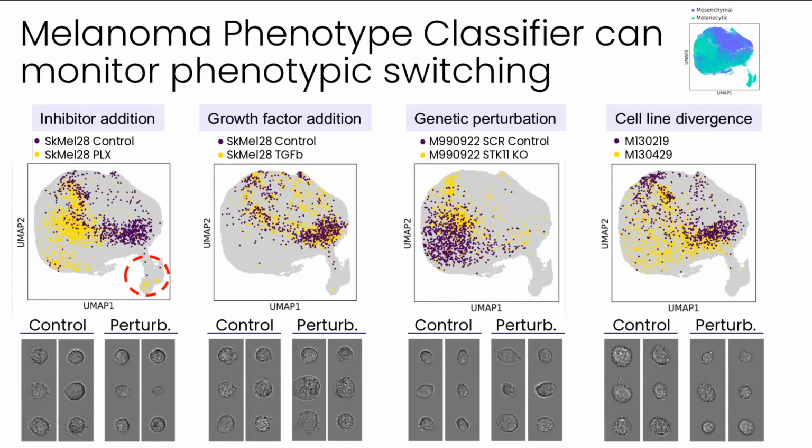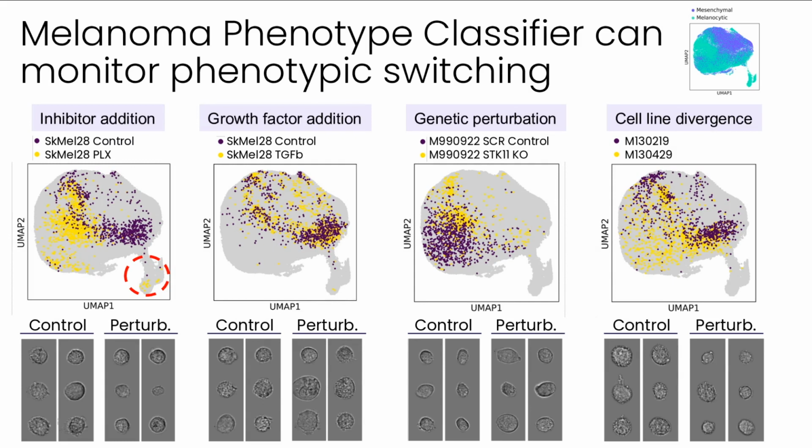So we then went on to further perturb the cells. We added, for example, again, vemurafenib inhibitor, but now to a different cell line, the SKML28. And similarly to the A375 cell line, we see again the cells start out as more melanocytic, but then turn into a more mesenchymal phenotype. And you see again the images below here in the control as well as in the perturbed situation.